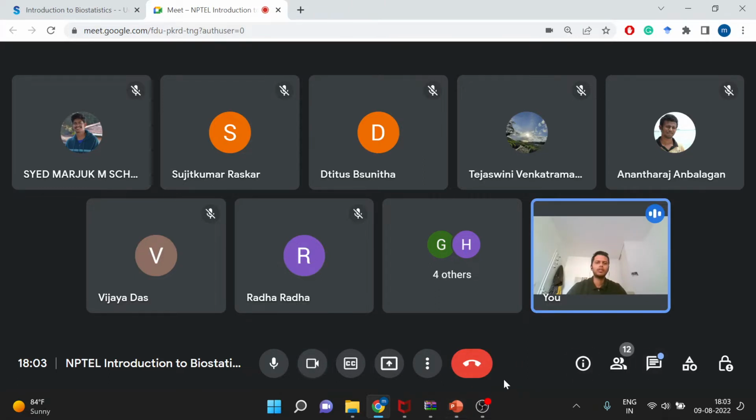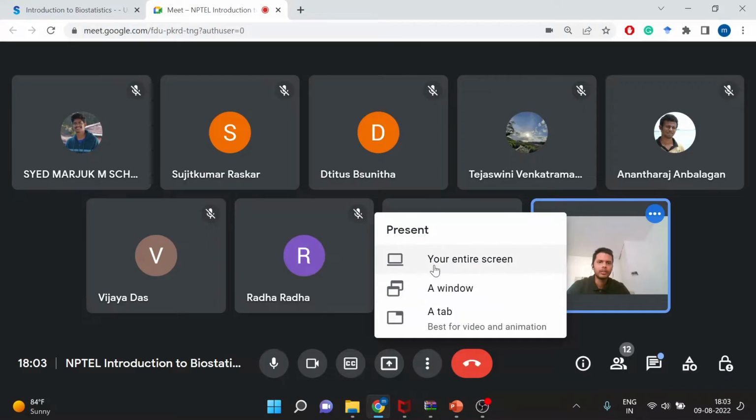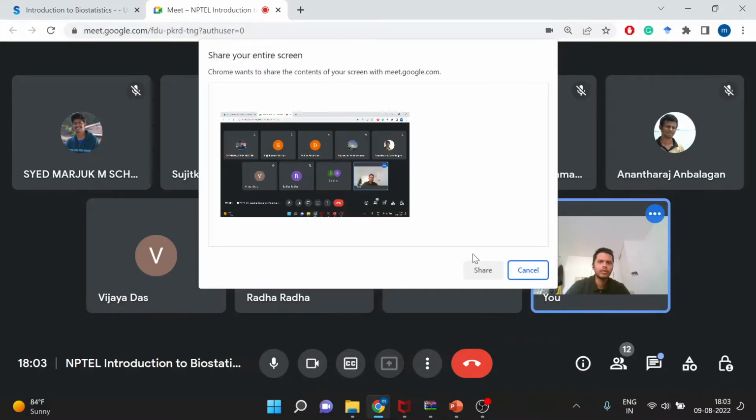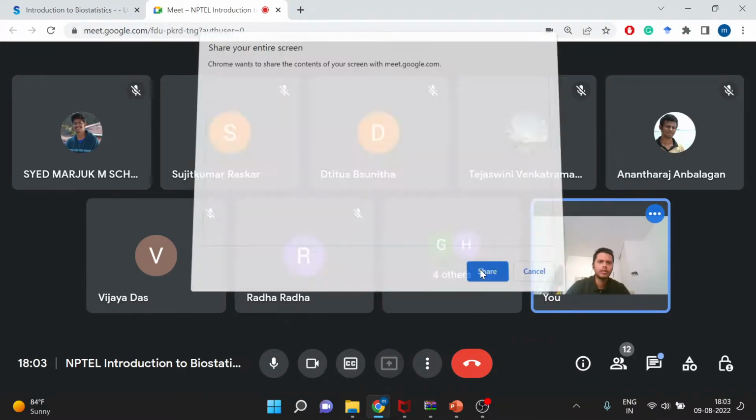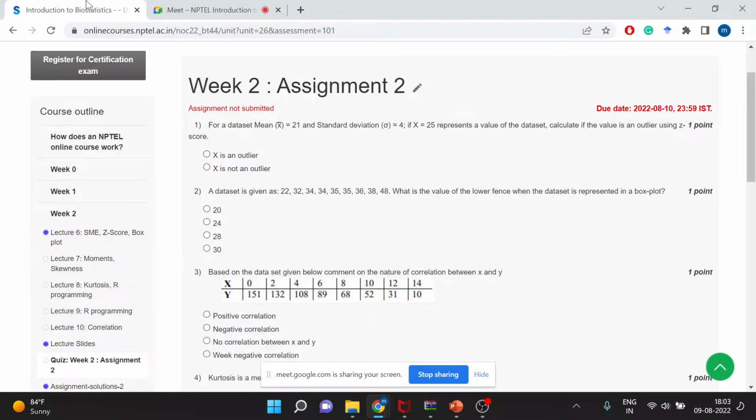I'll share my screen now. Oh, I haven't shared my screen. Okay. So, can everyone see my screen? It has the week 2 assignment and the questions on it. Could someone respond? I can't see your hands or your comments, so I need someone to speak up. Yes, we can see. Okay, you can see my screen.